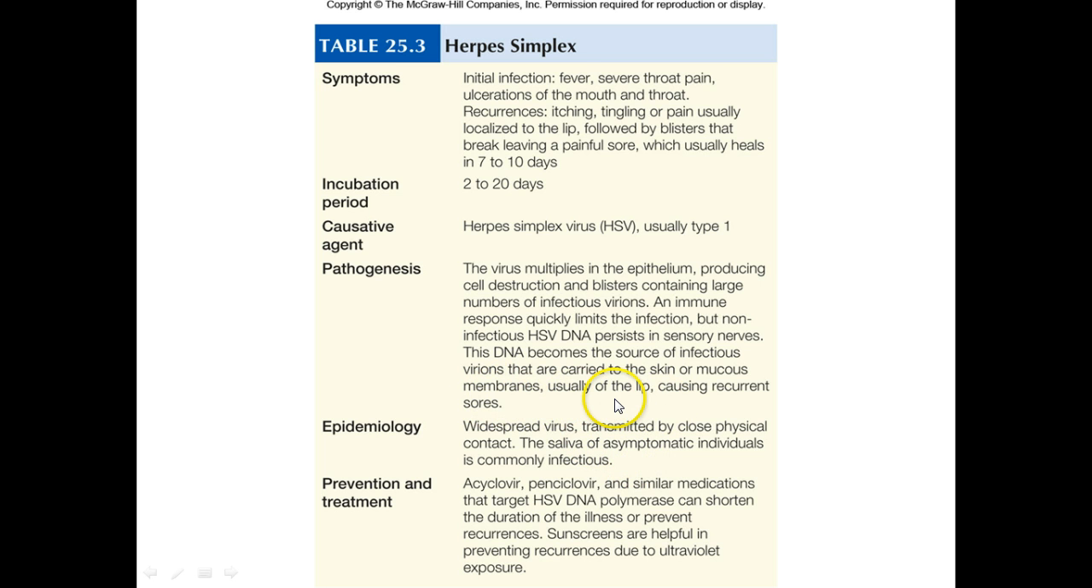Sharing things like lip balm and stuff like that too can spread it. There's several antivirals that can be used to help shorten the duration of the illness, get the virus to stop multiplying. Sunscreens are helpful in preventing reoccurrences due to ultraviolet exposure. So remember, UV light damages our DNA, right? And so if the DNA is damaged, it might cause damages in that cell that may reactivate the DNA hiding in those sensory nerve cells, and that virus re-erupt.